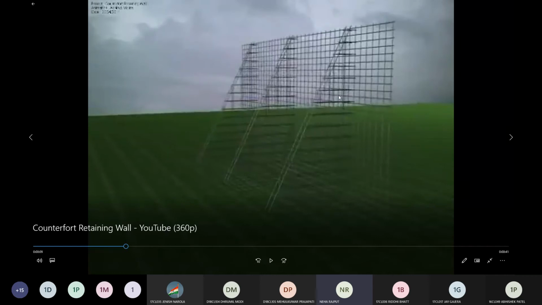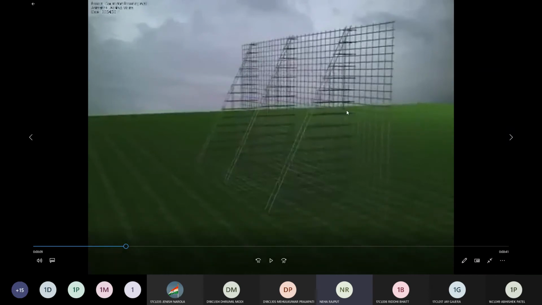Is it visible to you? Yes, ma'am. Yes, all these are the horizontal reinforcement. Right. Why this is provided? Because this will connect, this will make a bonding between the stem part and the counterfold part, heel part and the counterfold member part for the lateral force.